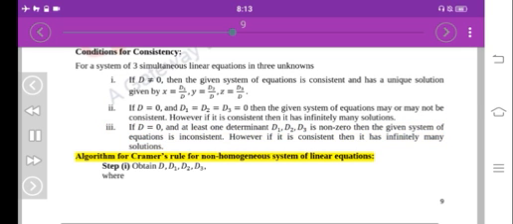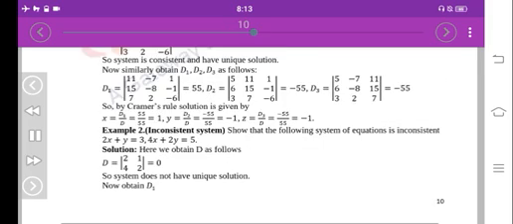Algorithm for Cramer's rule for non-homogeneous system of linear equations. Step one: obtain D, D1, D2, D3.